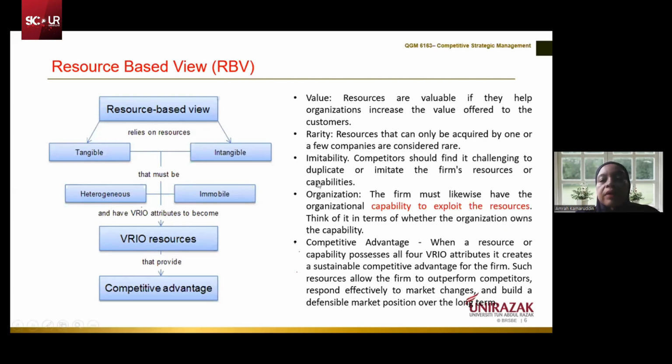Okay? All right, rare. This is actually from the value. So rare is actually resources that can only be acquired by one or few companies are considered rare. So you look at something which is rare. Anybody that you can give example, something which is rare? Rare is something that tak banyak. Yeah? Rare. For example, like I mentioned about the Tabasco sauce.